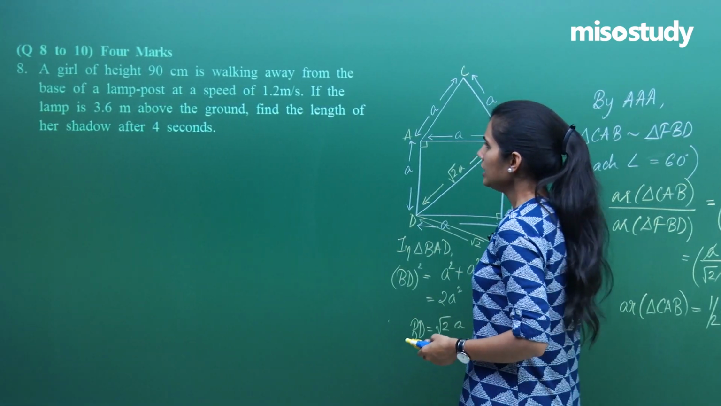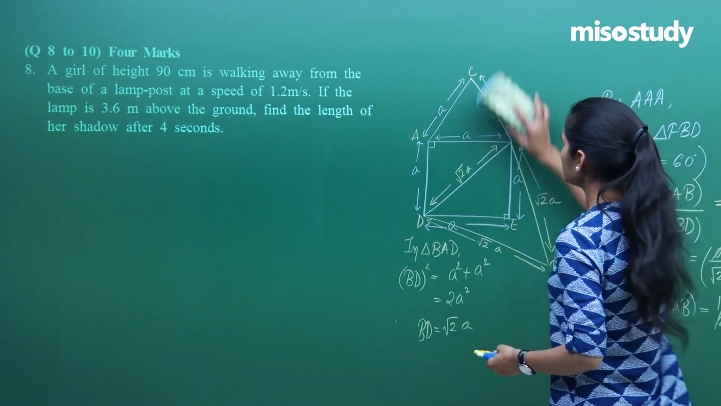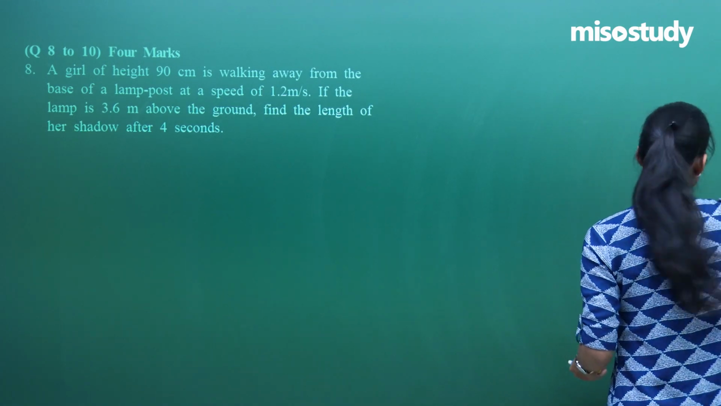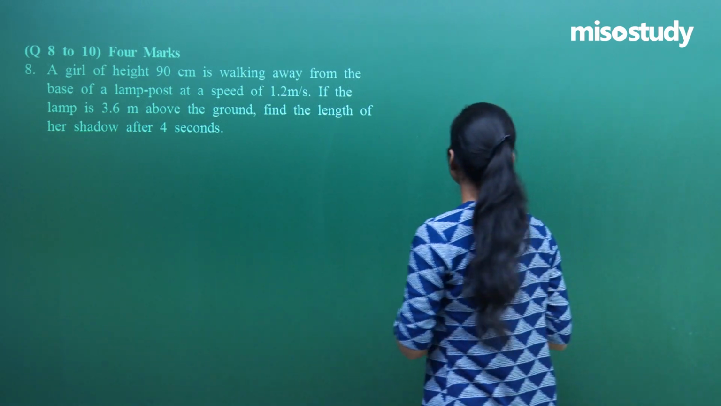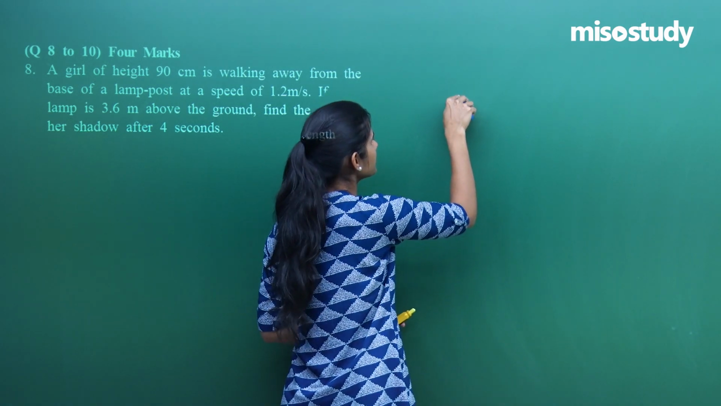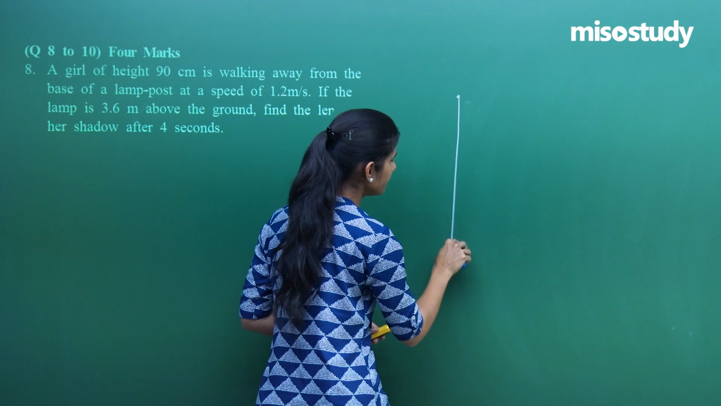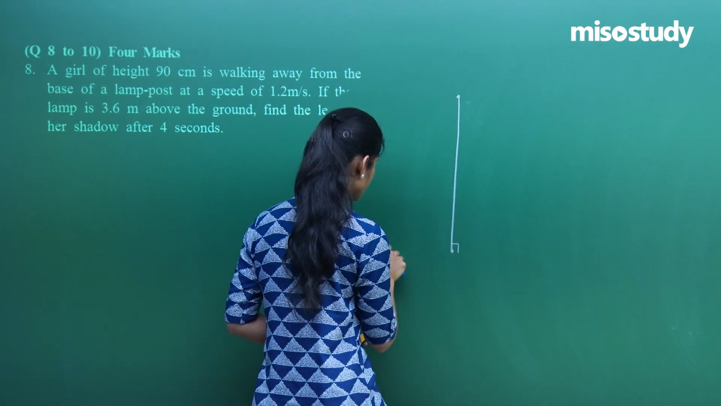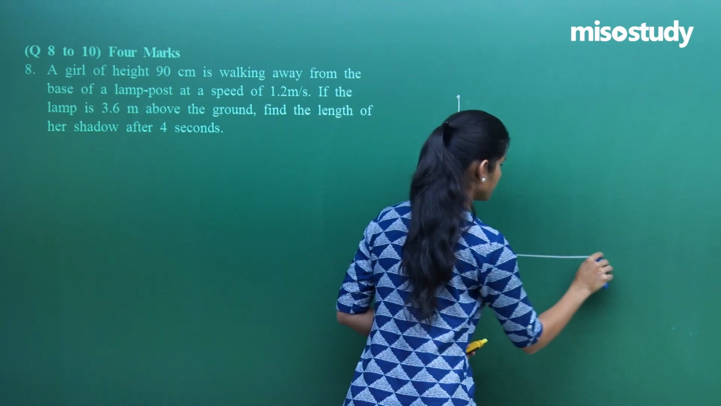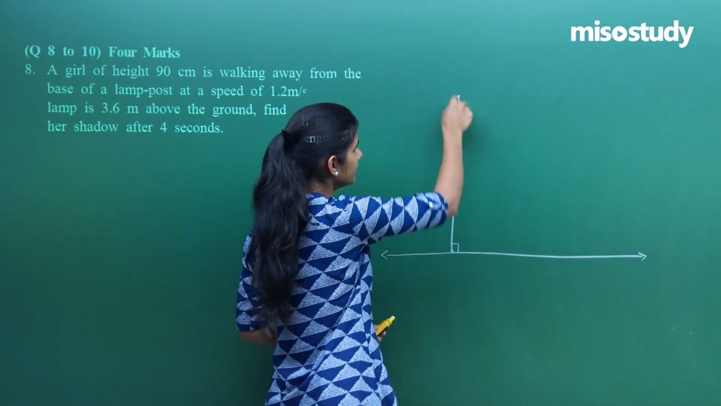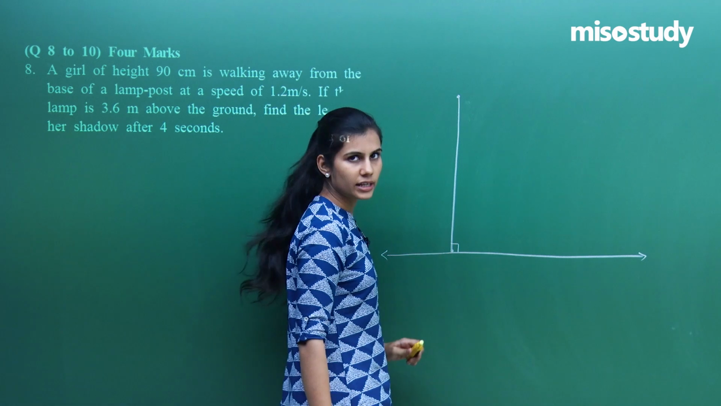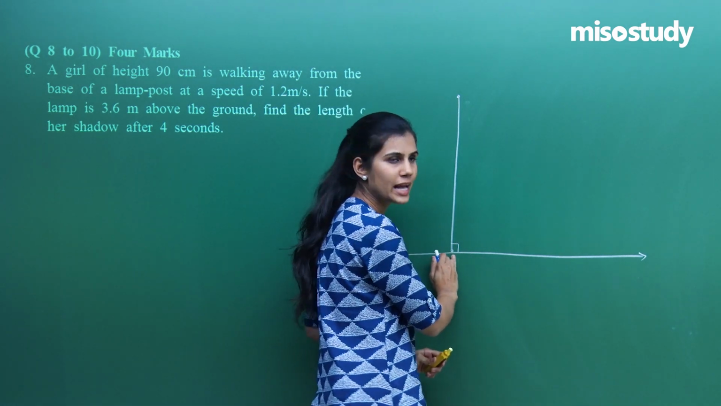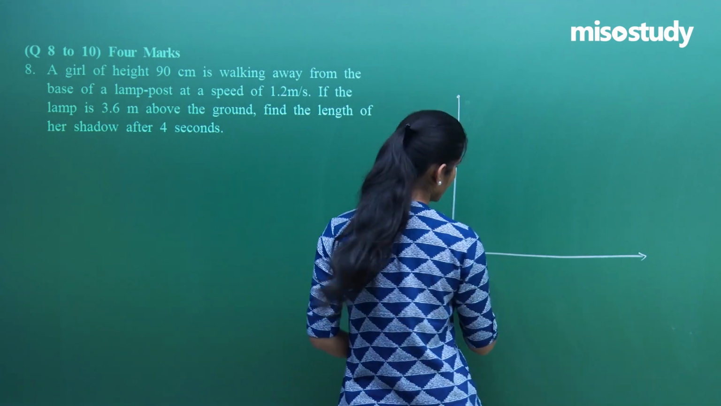Next, we have a girl of height 90 centimeters walking away from the base of a lamp post. So there is a lamp post. Say this is my lamp post. The lamp post is obviously vertical to the ground. This is the ground, that's the base. So if that's my ground, this is my lamp post which is vertical to the ground. There is a girl who is starting to walk from here, from the base of the lamp post, away from the lamp post.